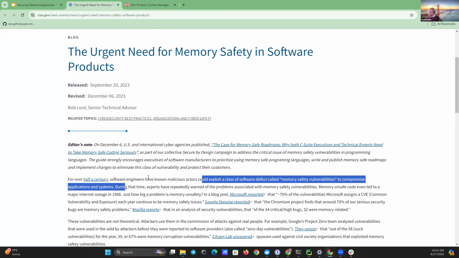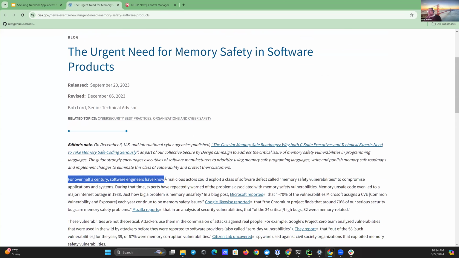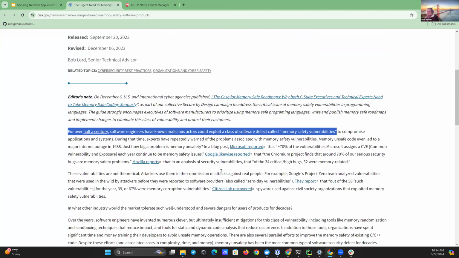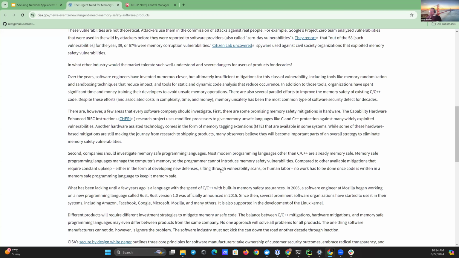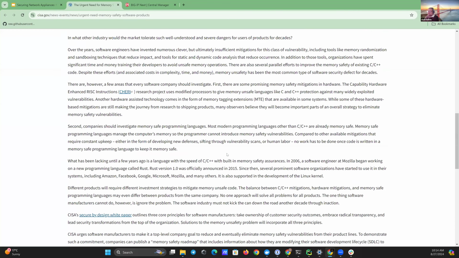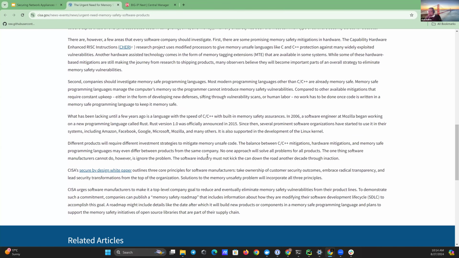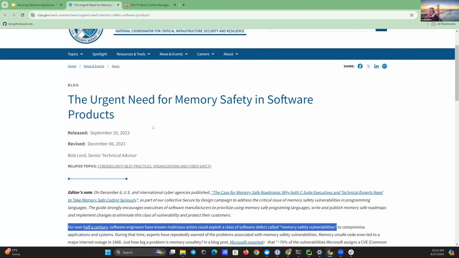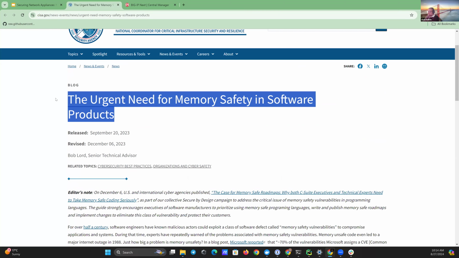For over half a century, software engineers have known malicious actors could exploit a class of software defect called memory safety vulnerabilities to compromise applications and systems, right? So they write it in a strong language like this, and really beautiful language as well. But the major point is here: we need to get rid of C++ for network appliances and for applications that are user-facing. Okay, sounds reasonable.